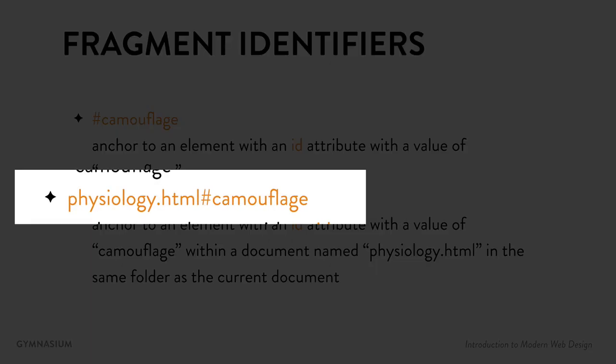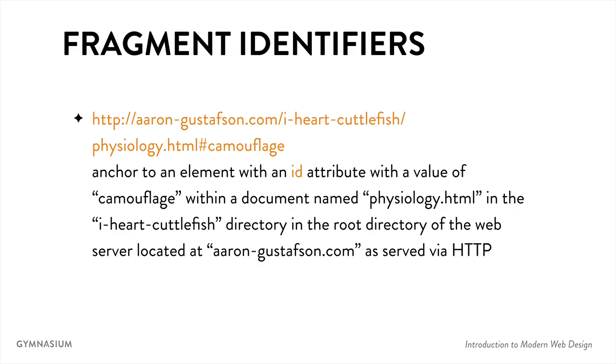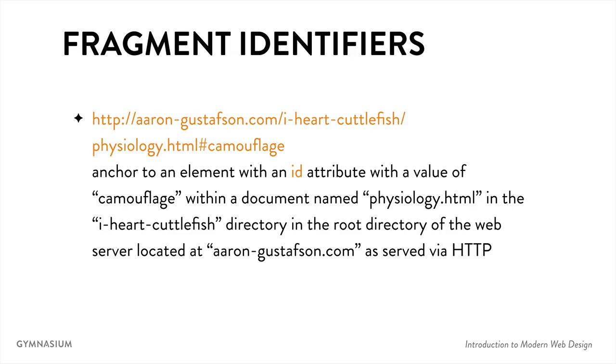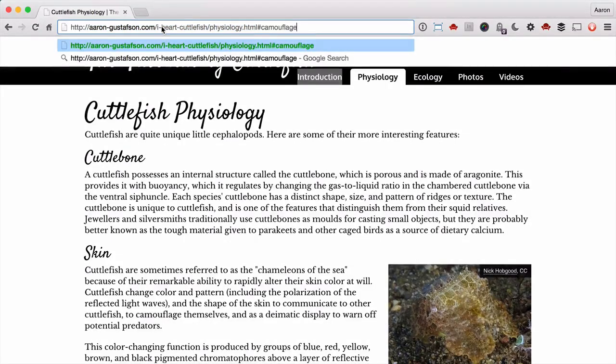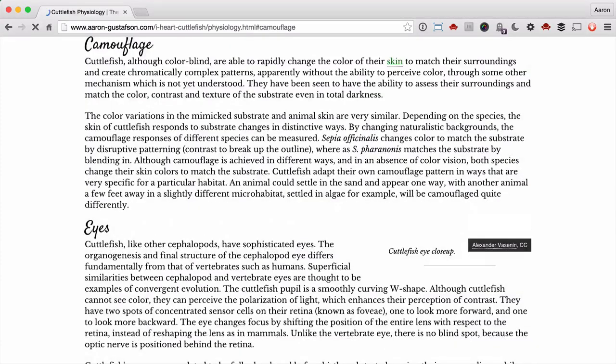Now, fragment identifiers can be used with virtually any URL, so we could even extend it to being used with a fully qualified absolute URL here to physiology.html within iHeartCuttlefish on the aarongustafson.com domain. So if I boot up a browser and show typing in that URL, hit enter, what you'll see is I'll go to that page and it'll immediately jump down to it.